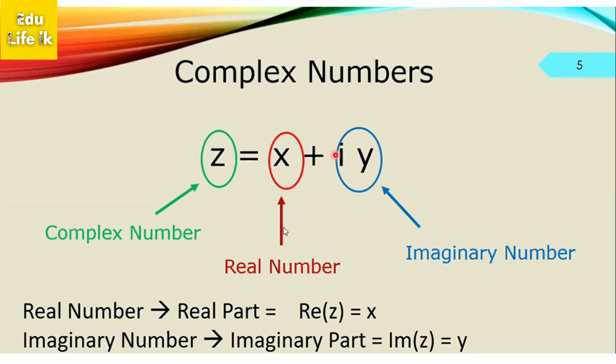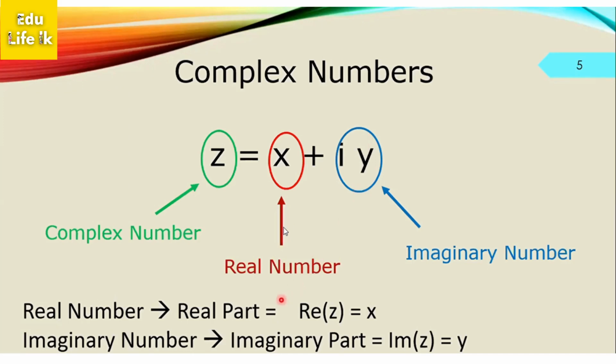Imaginary number is i times y. The imaginary part is only y because it has been multiplied by i. Multiplying a number by the sign i makes it an imaginary number. In an imaginary number, what is the imaginary part? The imaginary part is y. Carefully remember that.